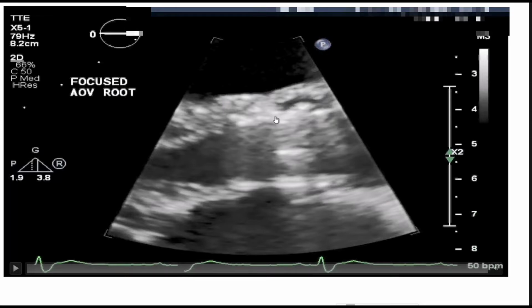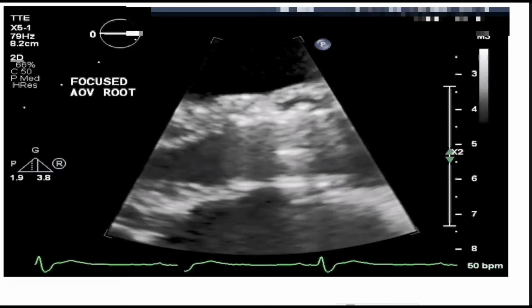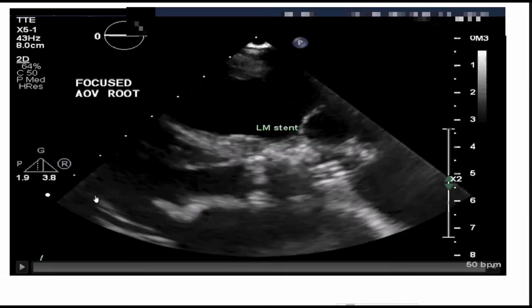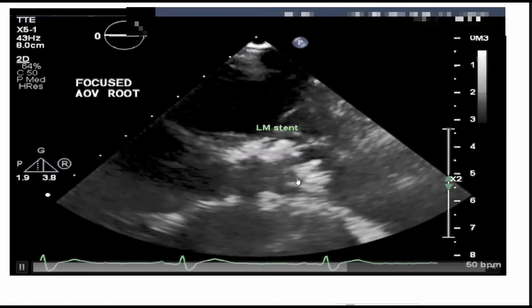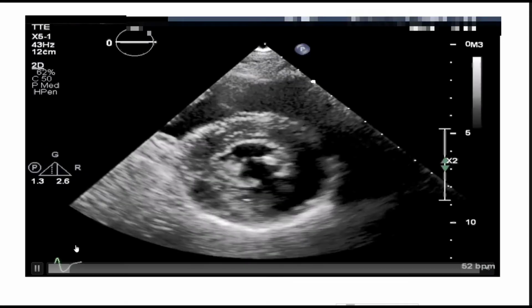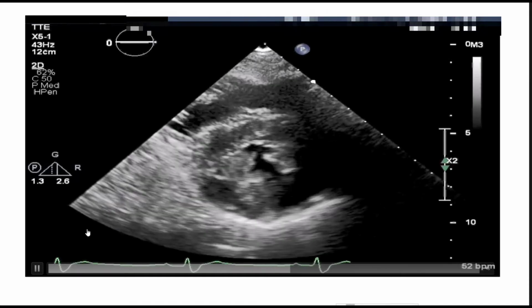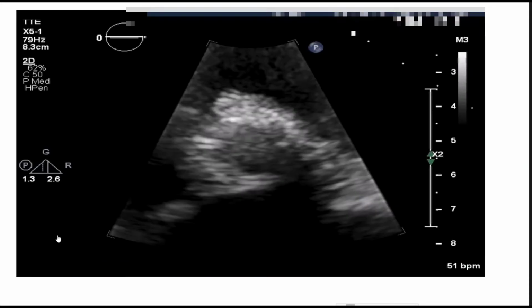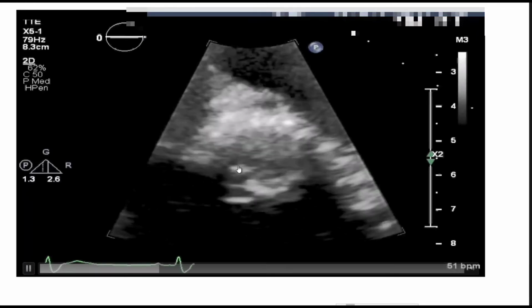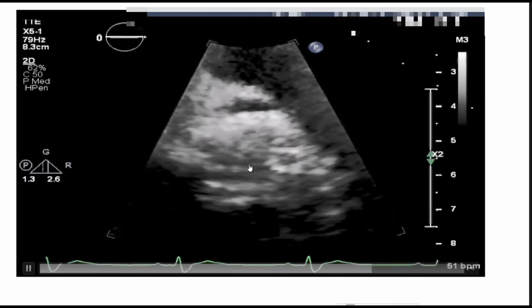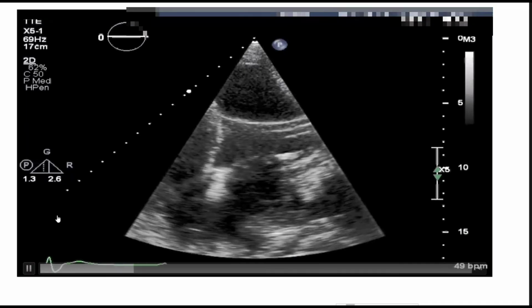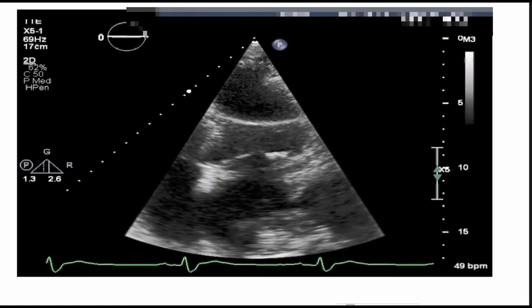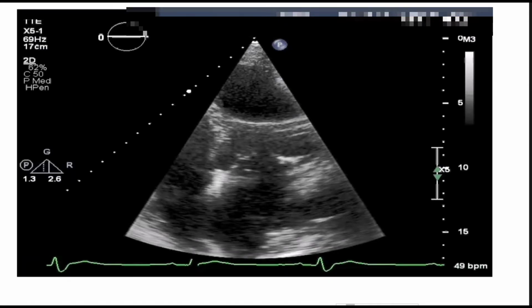And now we have a patient who is blood culture positive, who has a clear echo-free space around the aortic valve, and now you can actually see the left main stent protruding out. Her function looks good. We don't see any wall motion abnormalities. And the aortic valve is not well visualized, but you can see some motion there. And then your 4-chamber view again.